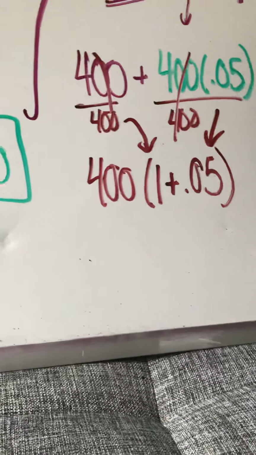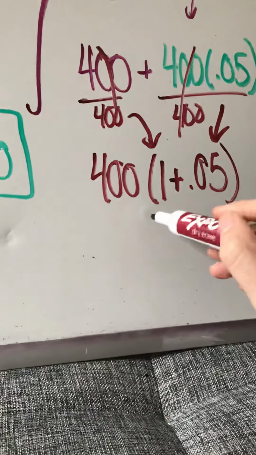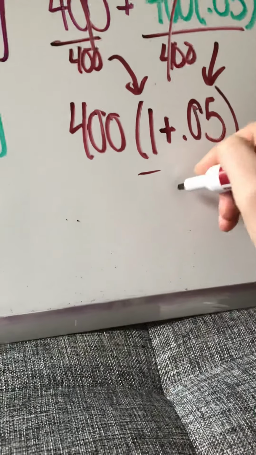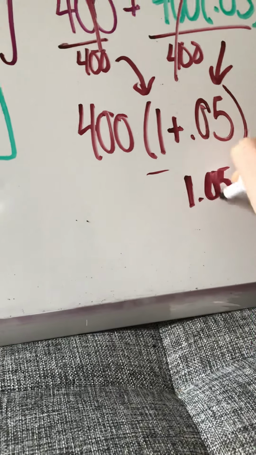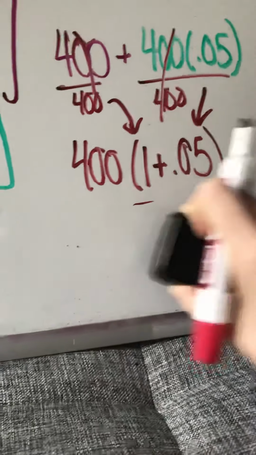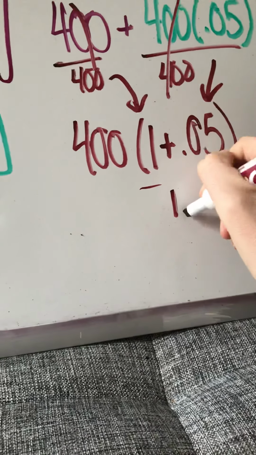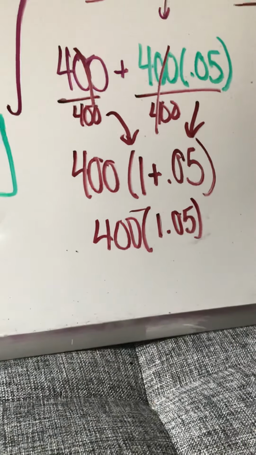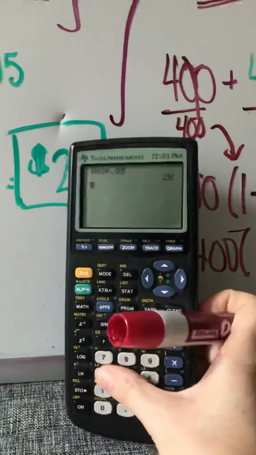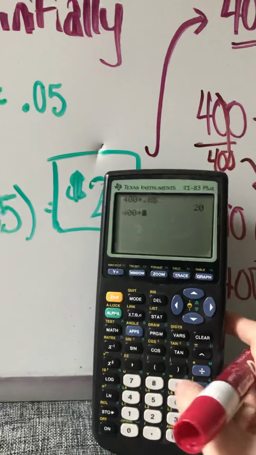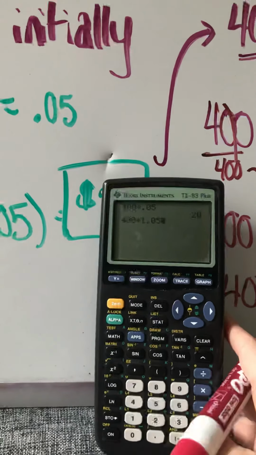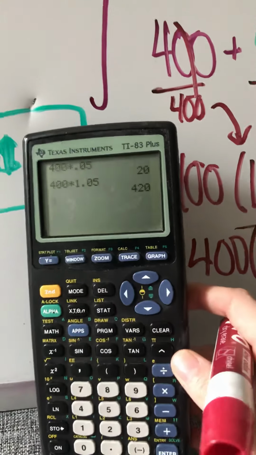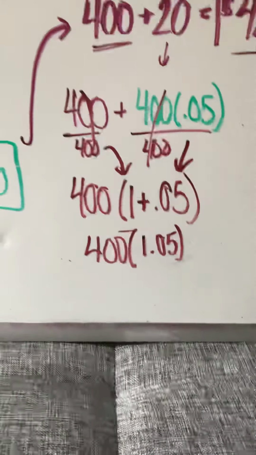Well, I'm asking you, what single number could you have multiplied that by? I could have just multiplied 400 by 1 plus 0.05, which is really just saying 1.05 if you add those values together. And let's prove that, okay? If I take my calculator, right, and I have 400, and I multiply that by 1.05. Whoops, I don't want to add anything. Notice you get 420, just like before.